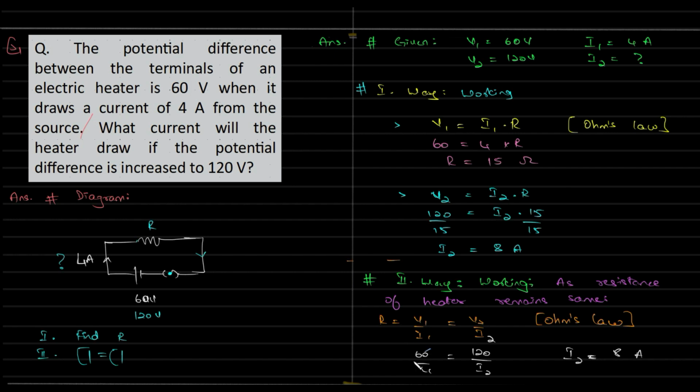Again, the calculation is like this. You transpose this, I2 into 1 is I2, 4 into 2 is 8. So you got the same answer. Both are correct. It's left to you guys how you want to do it.